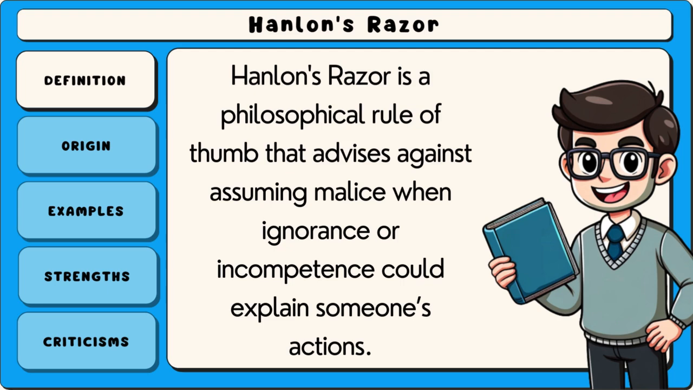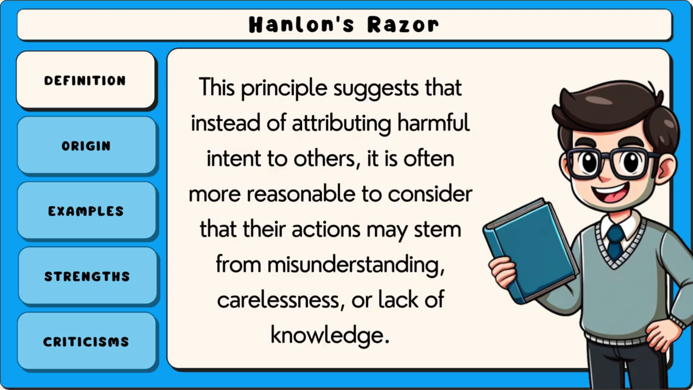Hanlon's razor is a philosophical rule of thumb that advises against assuming malice when ignorance or incompetence could explain someone's actions. This principle suggests that instead of attributing harmful intent to others, it is often more reasonable to consider that their actions may stem from misunderstanding, carelessness, or lack of knowledge.